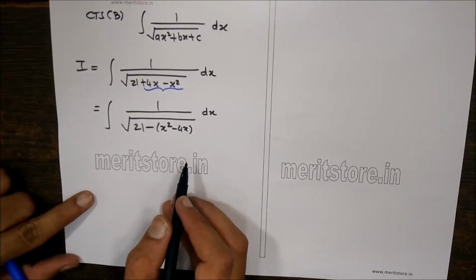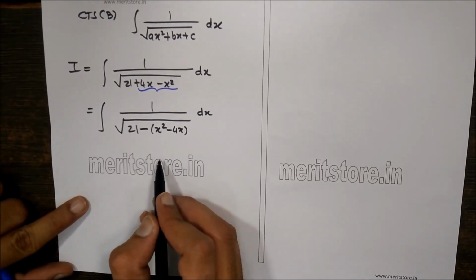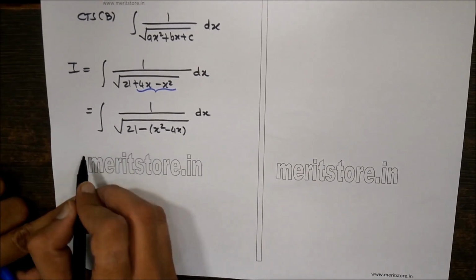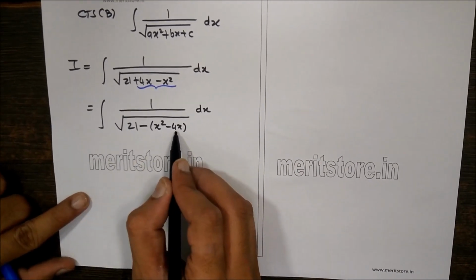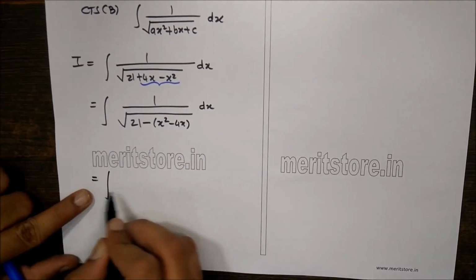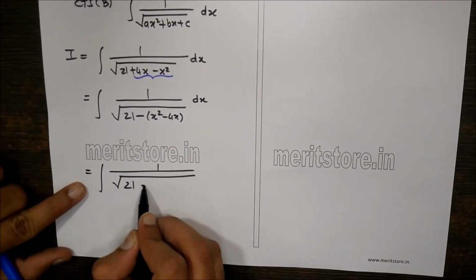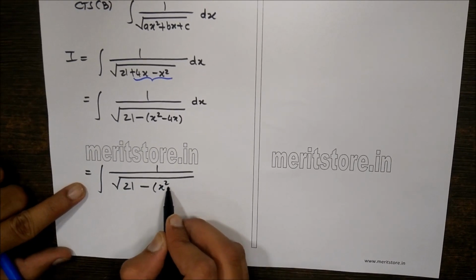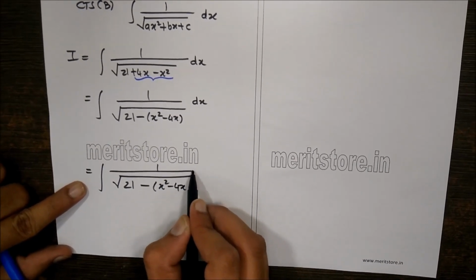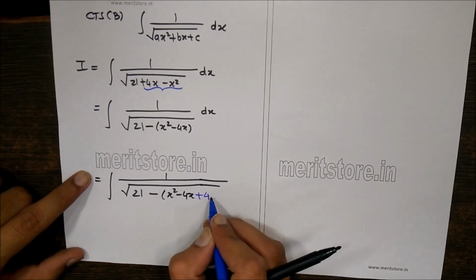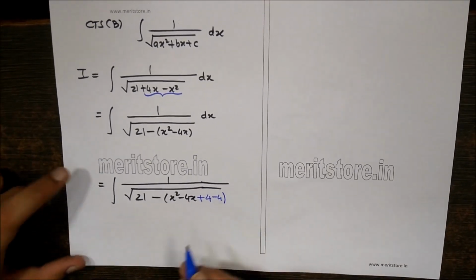Now we'll apply the completing the square method. We'll take half of the middle term and add the square of that term and subtract the square of that term. 1 upon root of 21 minus x square minus 4x. Now we are adding plus 4 minus 4 in this bracket.